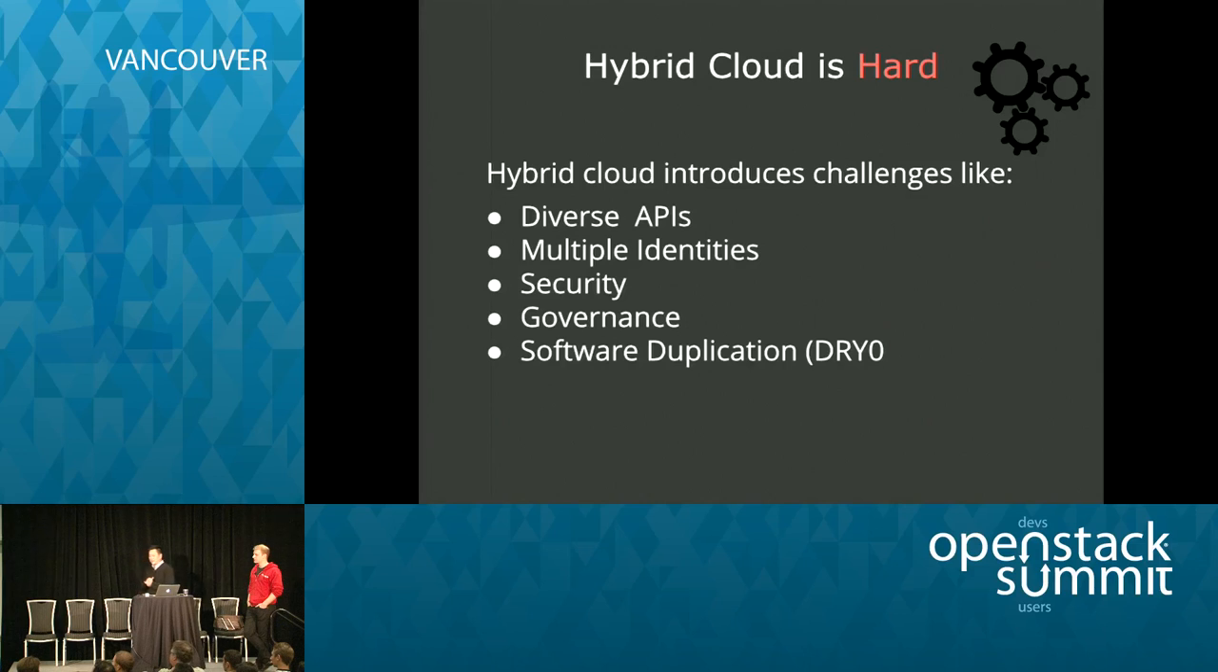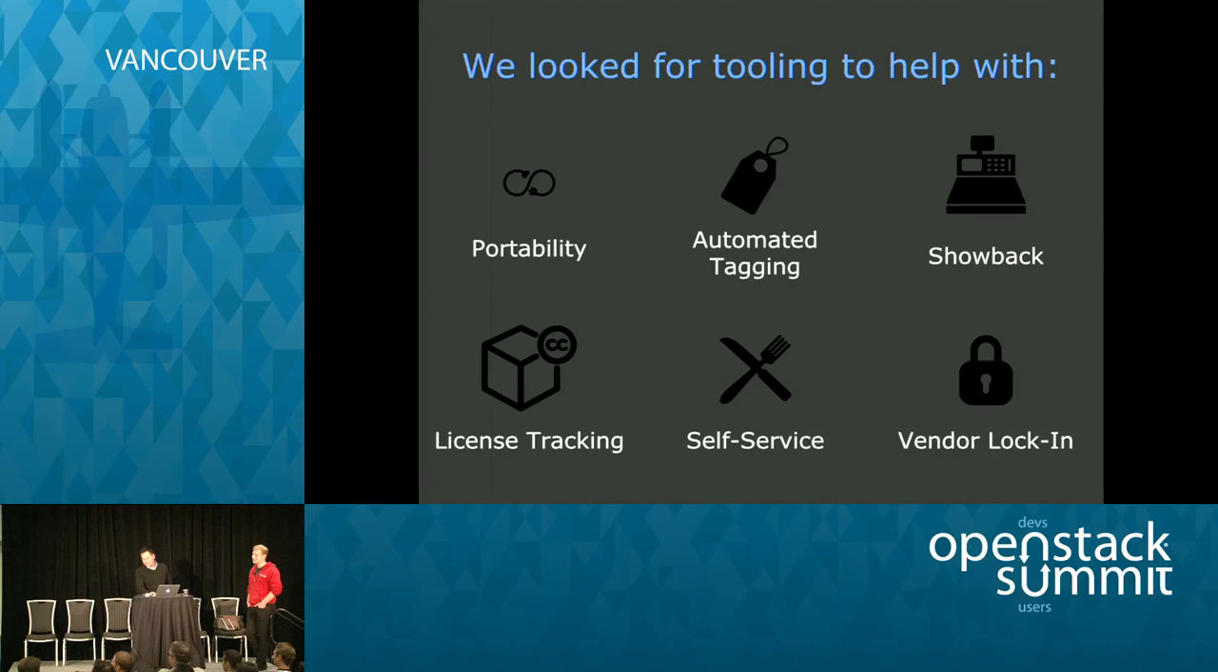It introduces a lot of things like diverse APIs, right? Multiple identities for each of the clouds. Obvious security concerns for us with compliance and with ITAR regulations. And governance, and software duplication. That didn't come out right. Sorry. So we looked for help tooling with portability, the ability to reuse our work and move our work across multiple clouds.